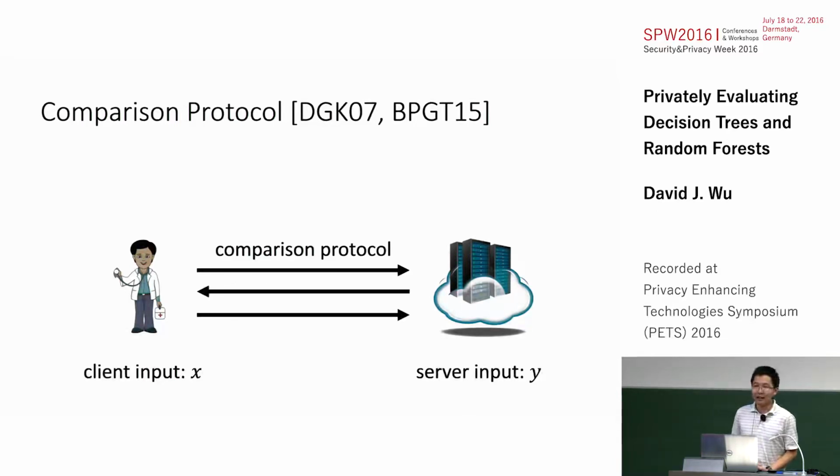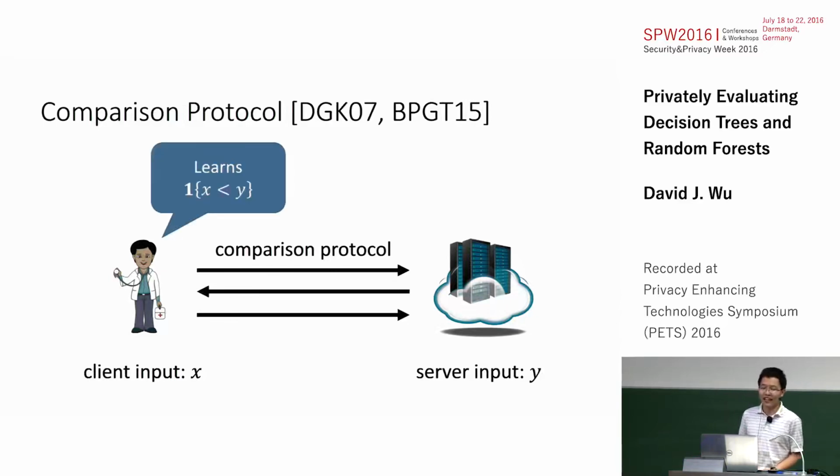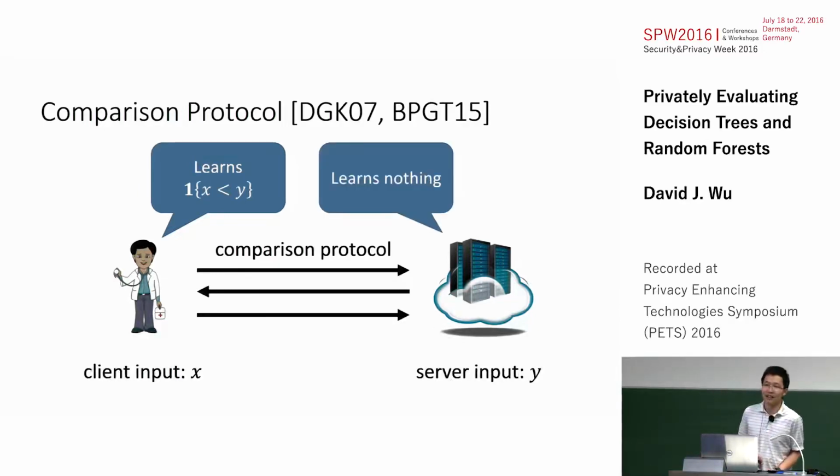So abstractly, the comparison protocol provides the following guarantees. It is a two-party computation where both the client and server have a secret input, an integer x and y. And basically, they engage in a comparison protocol such that at the end of the protocol execution, the client learns whether x was less than y or not. It learns the comparison bit. The server learns nothing. This is a special case of Yao's millionaires problem, if you're familiar with that.